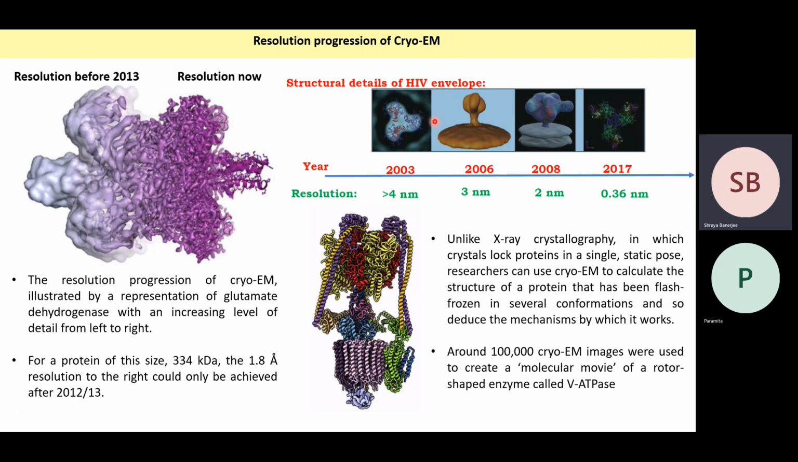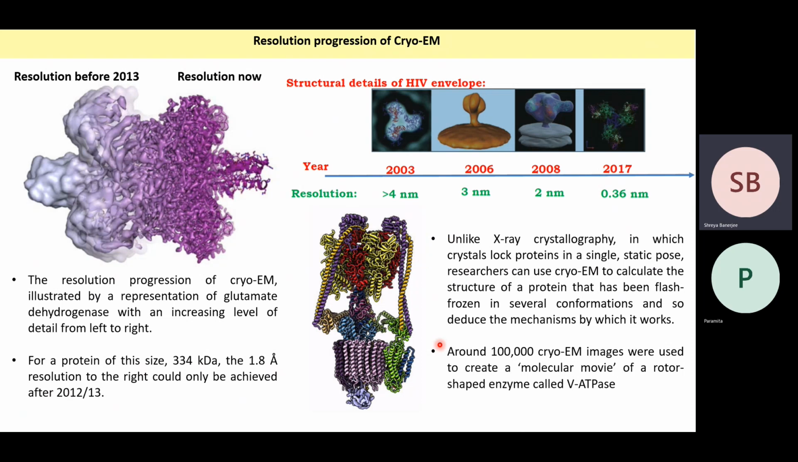Then if you look at the structure of the HIV envelope, the resolution in 2003 was greater than 4 nanometers. And over the years, it has improved till in 2017, the resolution was greatly improved to 0.36 nanometer.